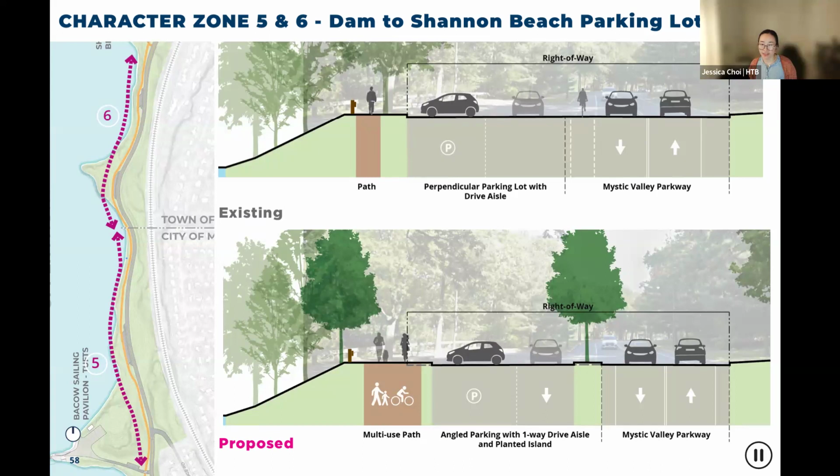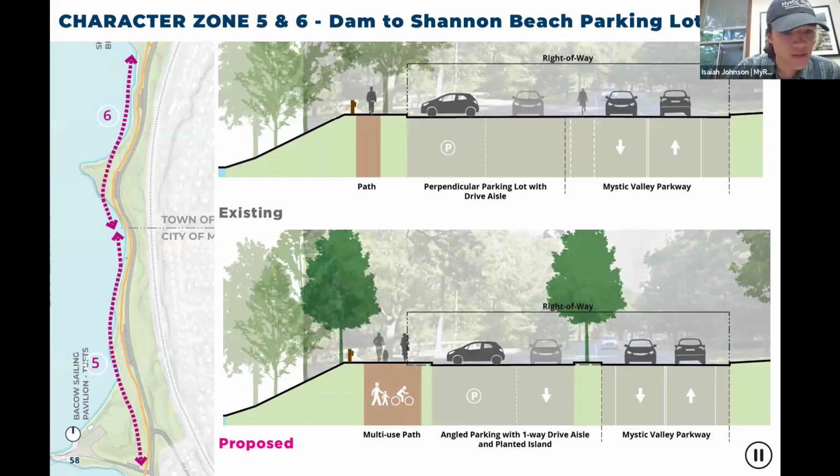So I think in general, in this section that we're calling character zone 5 and 6, because we had to reorient the parking to be angled, we did lose some parking overall. But we have gained back in the south section with the additional parallel parking spaces, the new parking at the dam, and then as you'll see later on, we have looked at expanding the parking lot at Shannon Beach, where we felt that parking would be even more needed to be able to handle the higher users that are there.